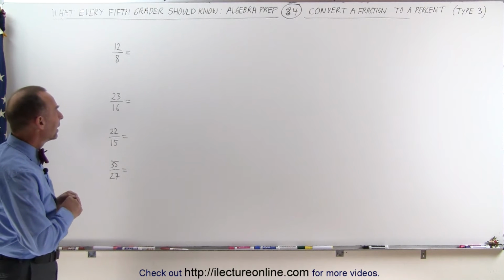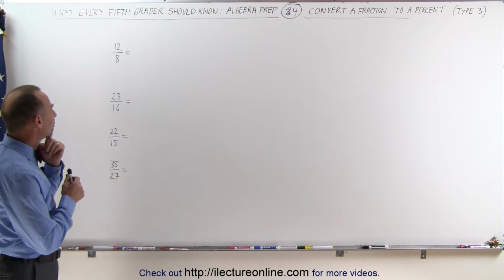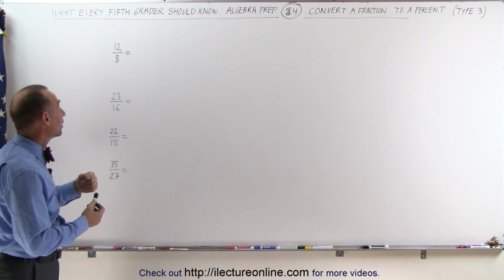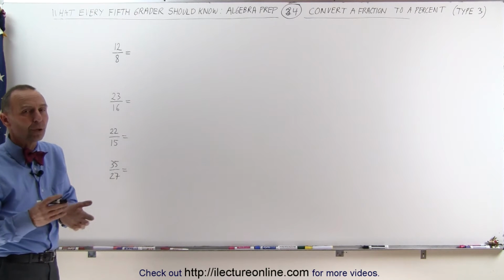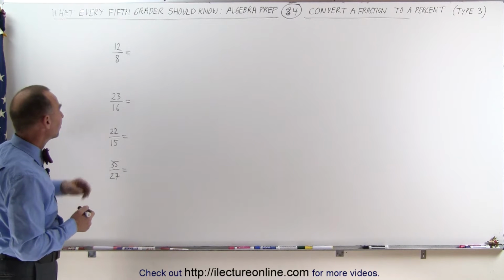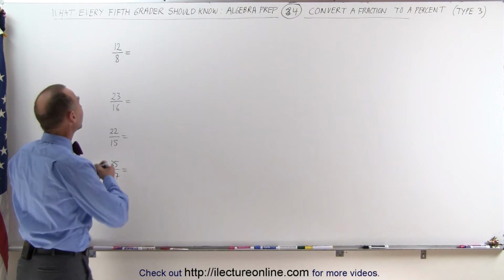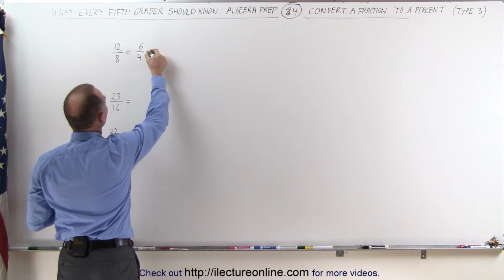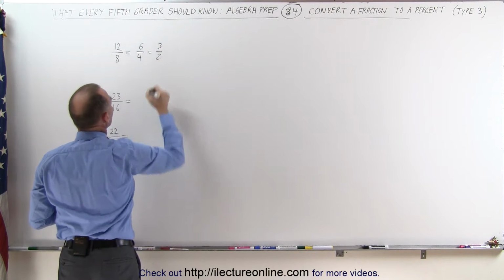All right. The next thing we should do is see if we can simplify the fraction. Can the numerator and the denominator be divided by the same number? In other words, make it into a smaller looking fraction with smaller numbers. And yes, indeed, we can divide both the numerator and the denominator by 2. This gives us 6 divided by 4. And then again by 2, this gives us 3 divided by 2.